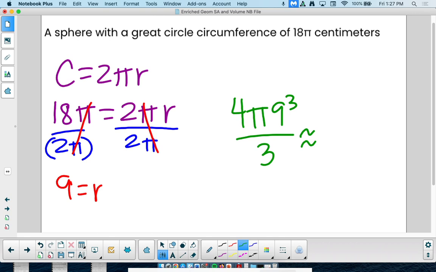What'd you guys get for an answer? Not quite there? Okay. Centimeters cubed. Okay, you guys get a head start on the last one. You're working backwards from area, and I'll catch up to you.